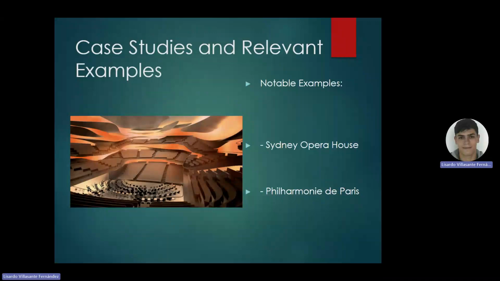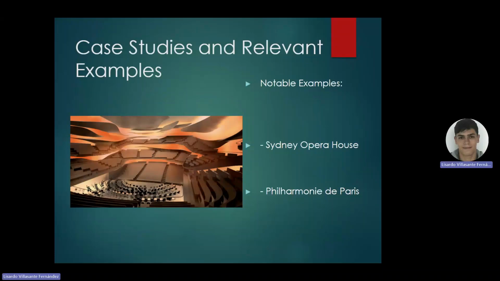Let's take a closer look at some notable examples of shell structures and the challenges they have faced. The Sydney Opera House is perhaps one of the most iconic shell structures in the world. Its unique design and complex construction presented numerous challenges, from creating the precise curved shapes to ensuring the structure could withstand various loads. Maintenance of the Sydney Opera House continues to be a significant task, requiring specialized techniques and materials to preserve its structural integrity and appearance.